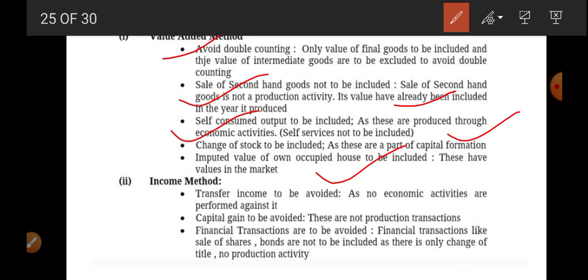Now if we talk about the income method, transfer income is never included. Why? It is a one sided payment and there is no increase in the production of goods and services. Capital gain is also not included. Why? Because there is no change in the volume of goods and services. Financial transactions are also not included. Why? Because there is just a change in ownership, there is no change in the volume of goods and services.